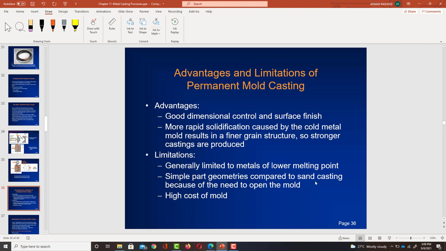Simple part geometry compared to sand casting, because you have to open the mold cavity, so there is a limitation that you can create simpler parts with the help of permanent mold casting. One of the advantages is also that you have mass production with the help of permanent mold casting. Clear?